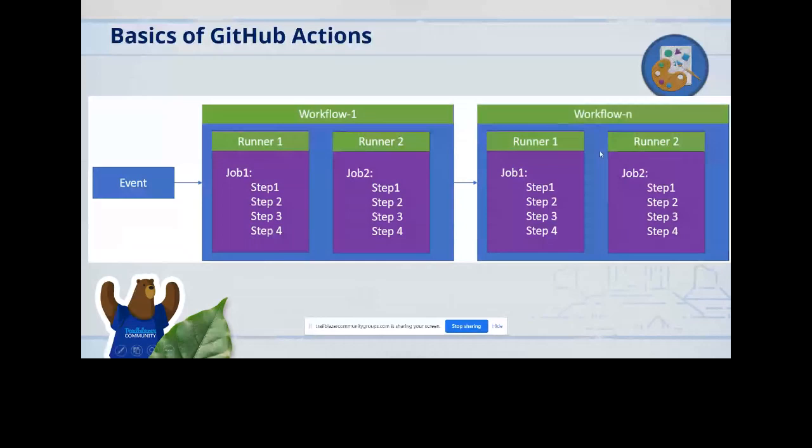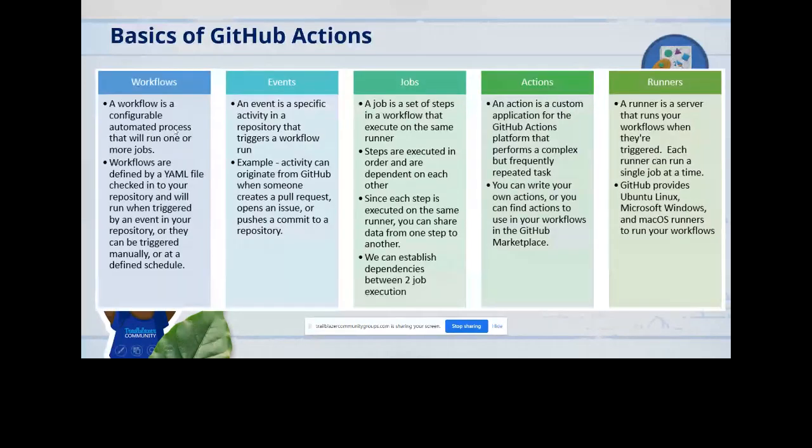So again, I basically explained it from a high level. Workflow means it's a configured automated process. Like I mentioned, if you are checking in something, there should be a set of actions to be executed. That is called a workflow, and it is defined as a YAML file, which is script based. And whatever we are executing as a developer, either a check-in or a pull request approval by a reviewer, all those are events.